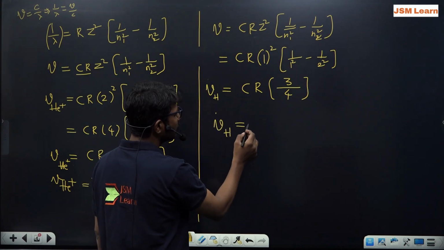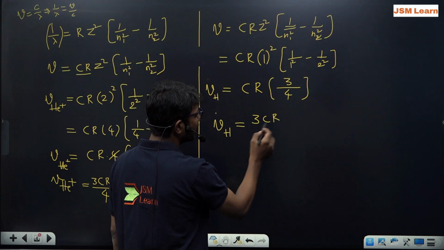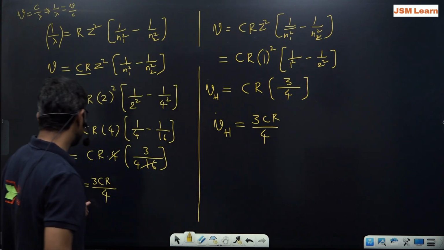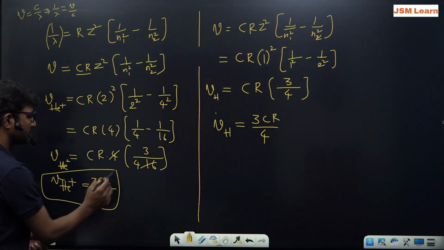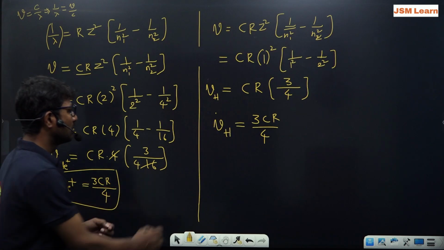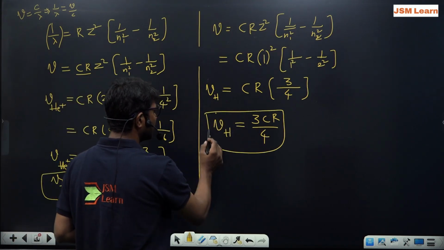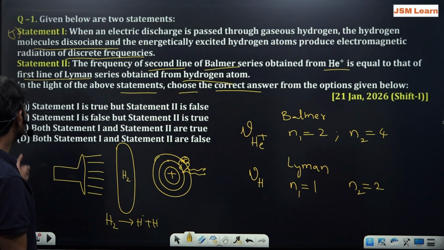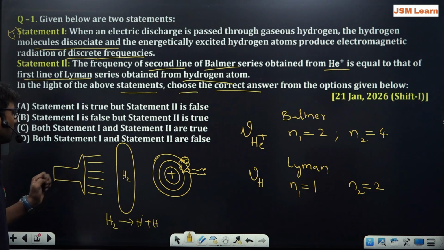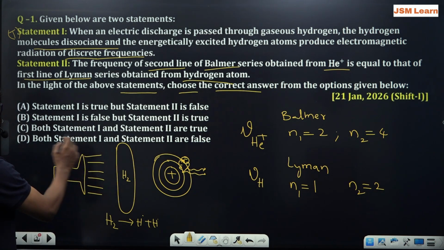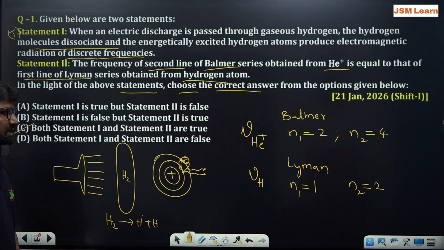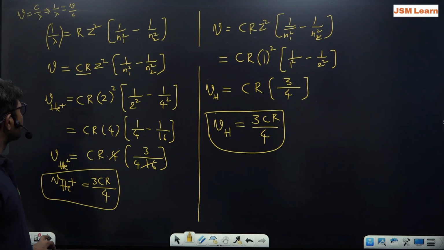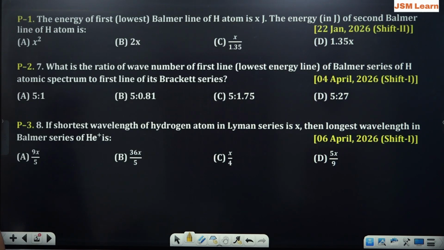So now we can see the frequency of hydrogen we got as what? 3Cr by 4, which is matching with the frequency of helium's Balmer second line. Okay, so both the values are correct. That means statement 2, whatever they have given, that one is also true. So both statements 1 and 2 are true. Option C is the correct answer in this case. So like this you can solve very easily. Now let us go for the next question. Copy these and comment your answer below.